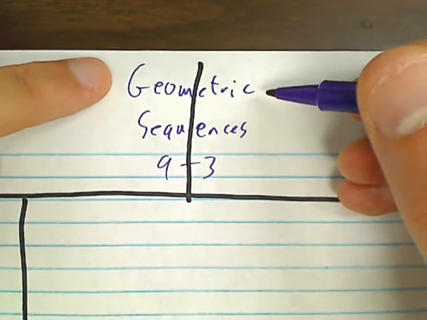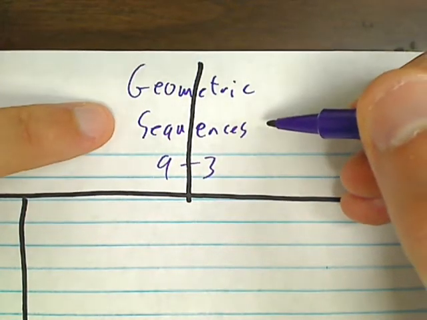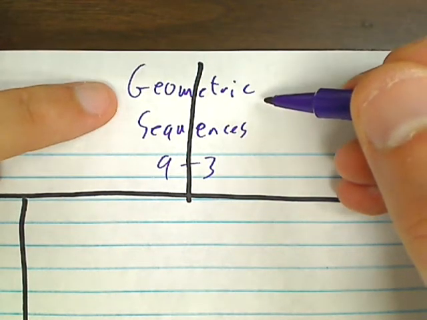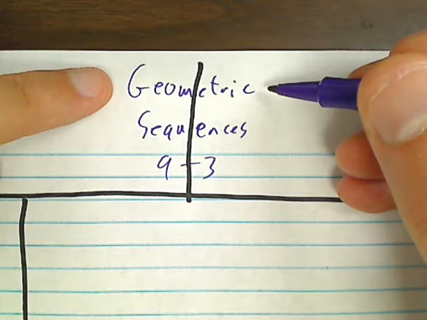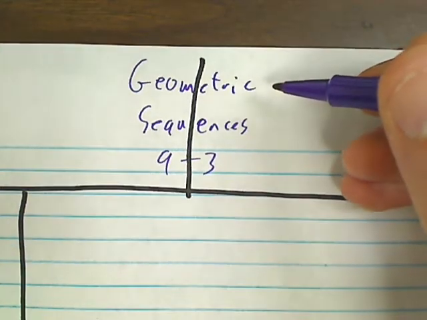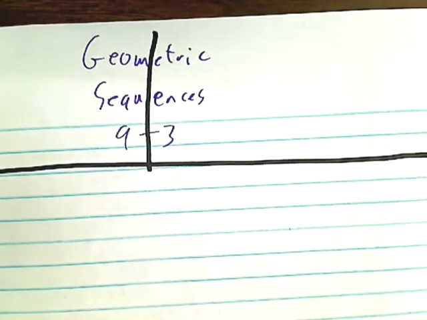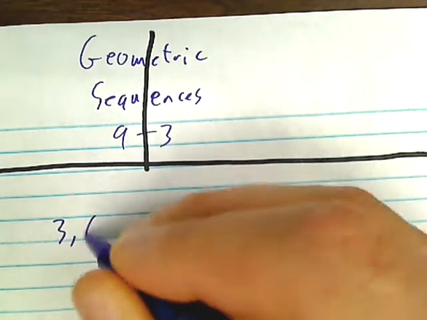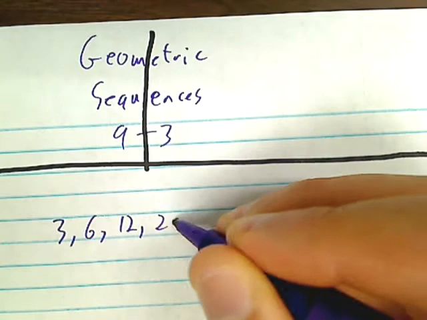Geometric means we're going to multiply by a number. And a sequence means a list of numbers. So we're still going to have lists of numbers, but the step each time is going to be a multiplication. All right. So let's look at a geometric sequence. A geometric sequence could be 3, 6, 12, 24.